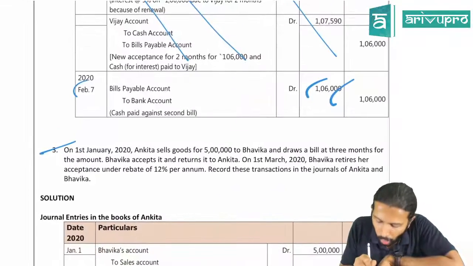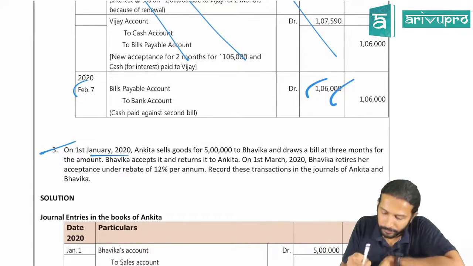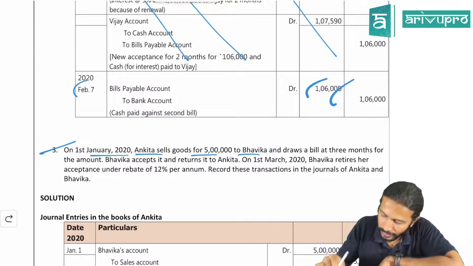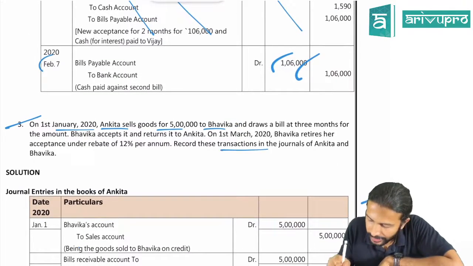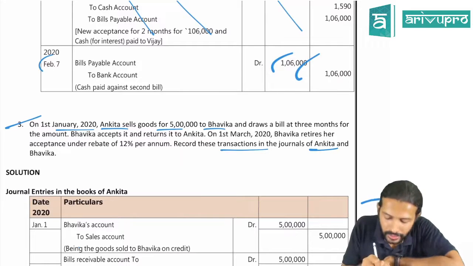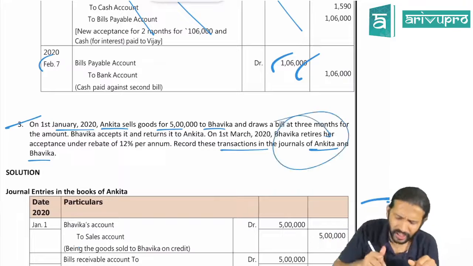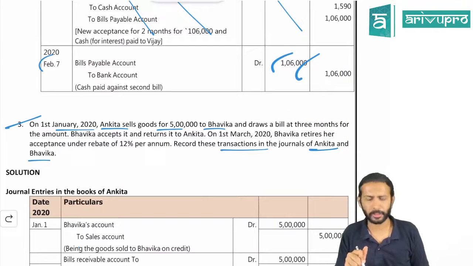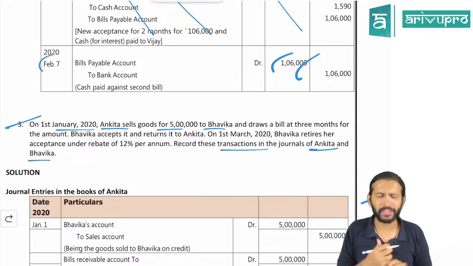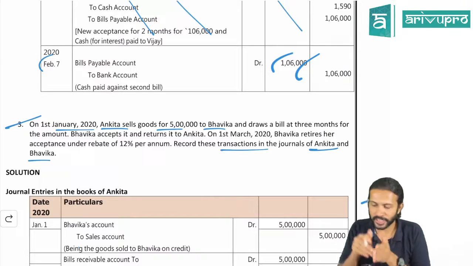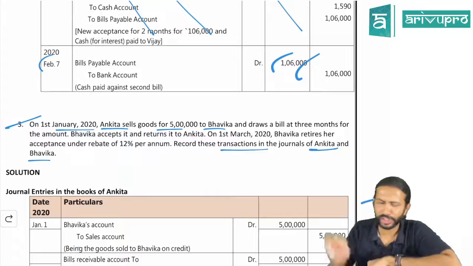On 1st January 2020, Ankita sells goods for 5 lakh to Bhavika. Let me go to the last line: record these transactions in the journal of Ankita and Bhavika. Just now we did Vijay and Preetham, now again asking Ankita and Bhavika. I will do Ankita's books. Can you do Bhavika's books as homework?